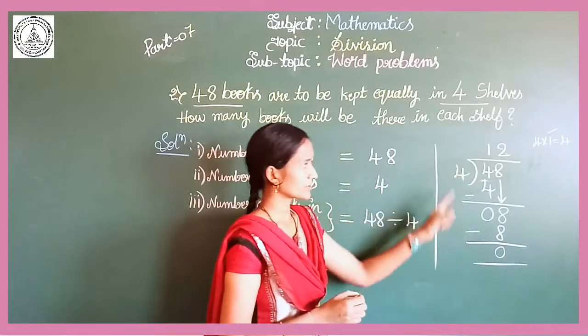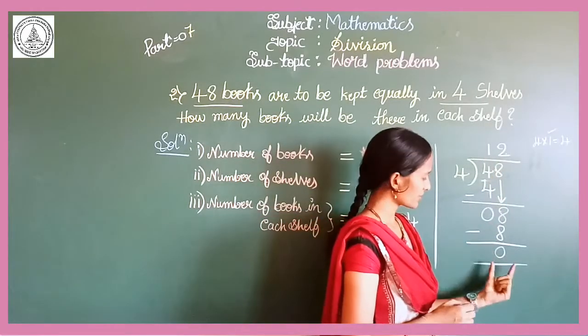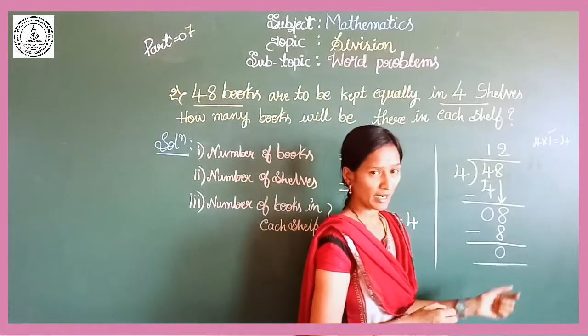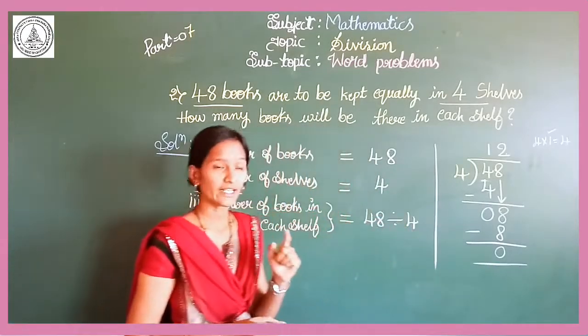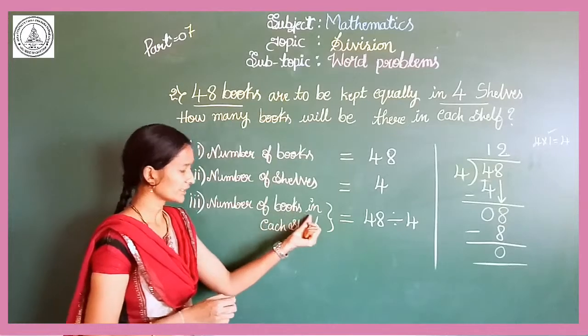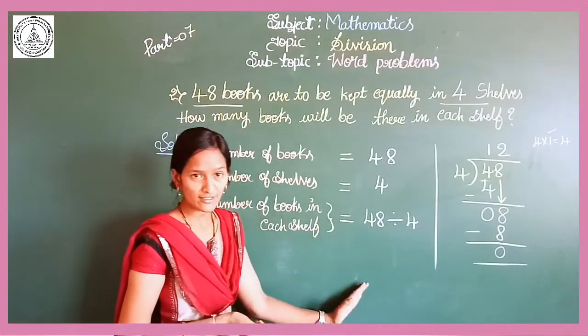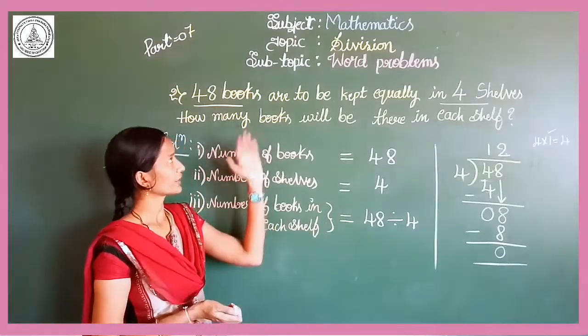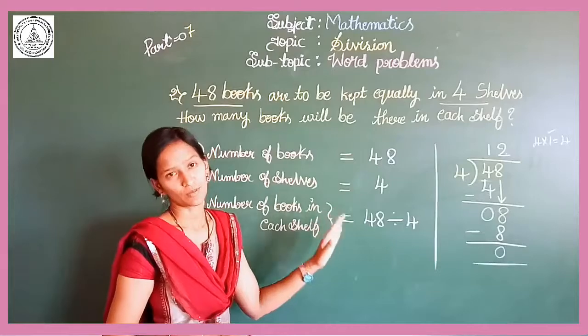So in this problem, which is the quotient? This 12 is the quotient. Which is the remainder? 0 is the remainder. So what does this 12 indicate? This 12 indicates the number of books in each shelf. See here, in 4 shelves, the total we have 48 books, right? So in each shelf we have 12 books.